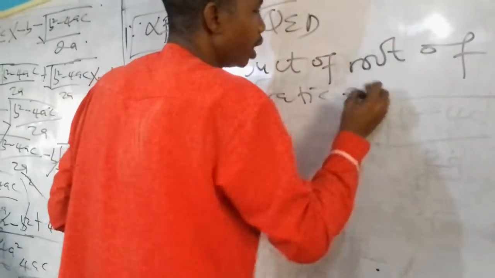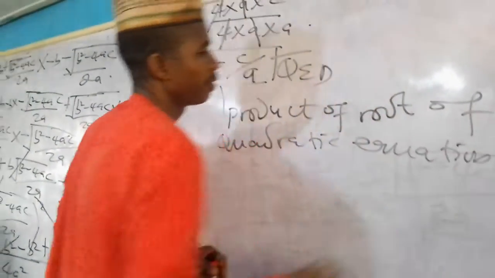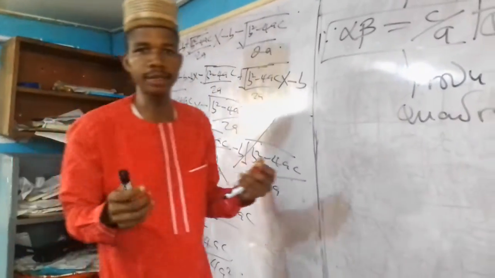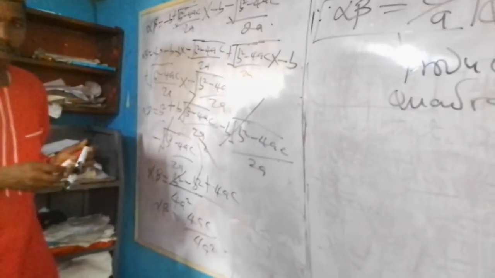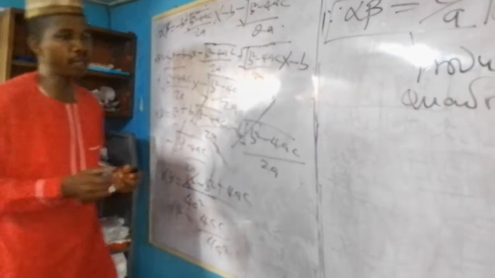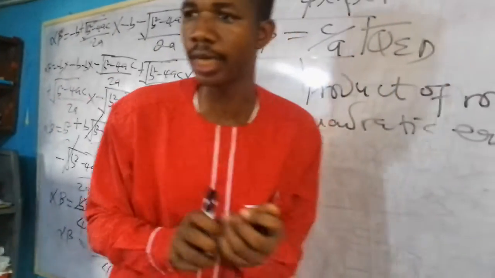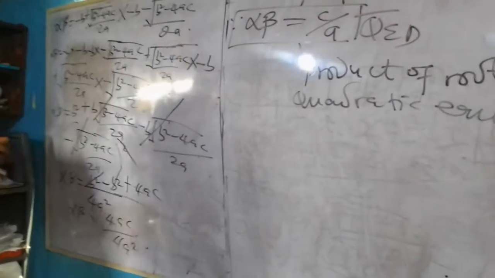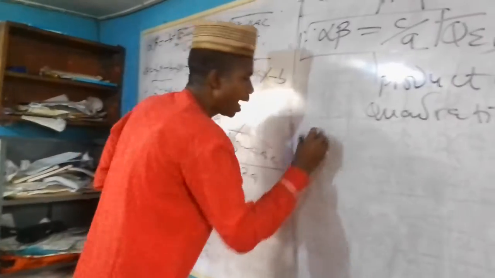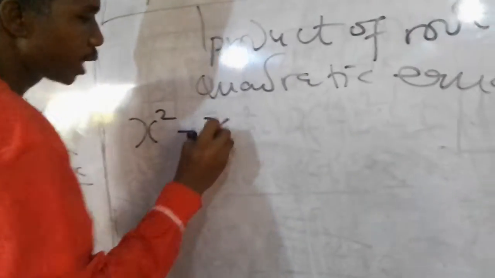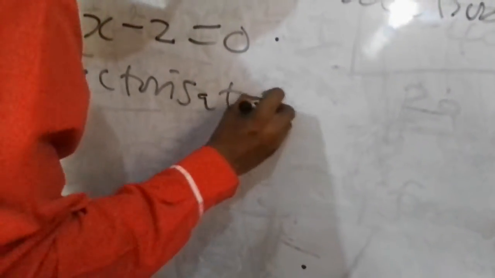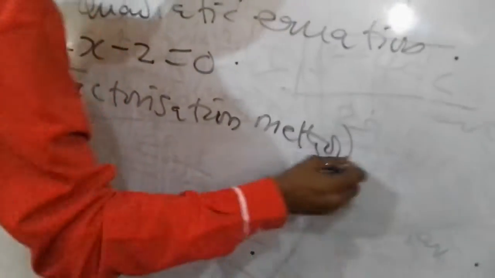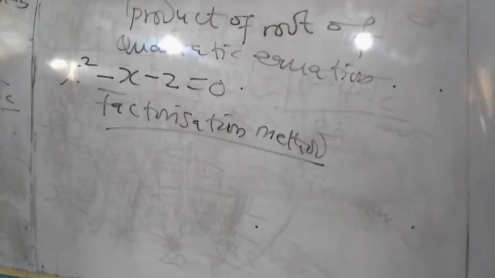Now we are going to look at application of quadratic equation. Let's just apply one question before we go through the factorization method. We have x squared minus x minus 2 is equal to 0, using factorization. We want to factorize. Factorization method.